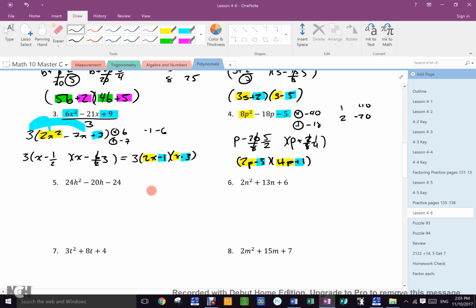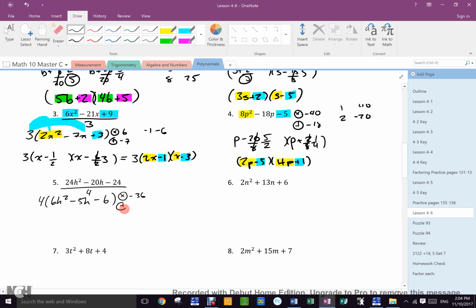Okay, what's going to happen with 5? No! Find that GCF. You're going to GCF 5. What is it? 4. What's the first one? 6h squared. What's the second one? What's the third one? 6. Now, what do I need to multiply to? What kind of 36? Negative 36.